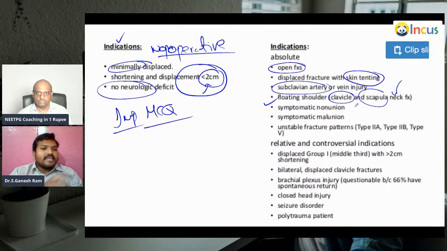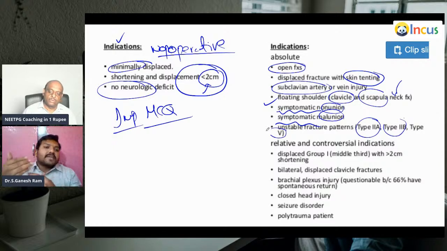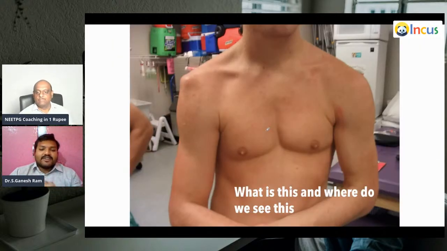In those cases, we have to compulsorily fix the clavicle. The glenoid can be fixed or left, depending on how the fracture is. We can either operate on that or leave it, but the clavicle must compulsorily be operated in a floating shoulder. That is a very important condition. Then non-union and malunion, especially symptomatic, are important. Even asymptomatic non-union or malunion can be left conservatively. Only the symptomatic patient should be operated on as far as the clavicle is concerned. And then unstable fracture patterns, the type 2A, 2B. These are sub-classifications of the Neer classification, which is very in-depth, sir. We just have to remember that an unstable fracture pattern is enough.